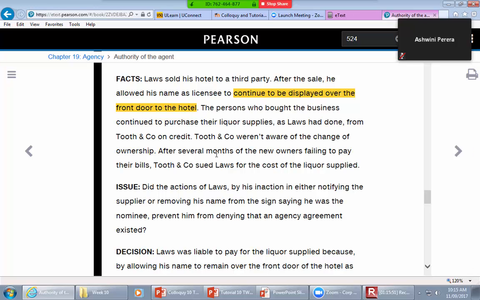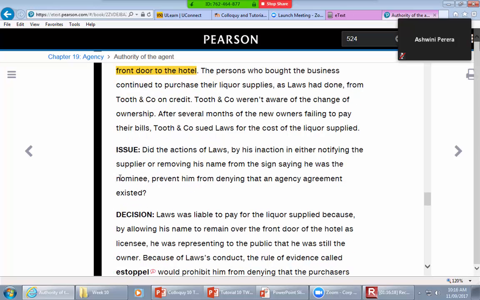The persons who bought the business continued to purchase their liquor supplies, as Laws had done, from Tooth and Co. on credit. So this is a hotel, they have a bar, they want to get supplies for the liquor from a certain place. They get it from Tooth and Co. just like Laws did before them. Continued the same process. Continued the same course of action.